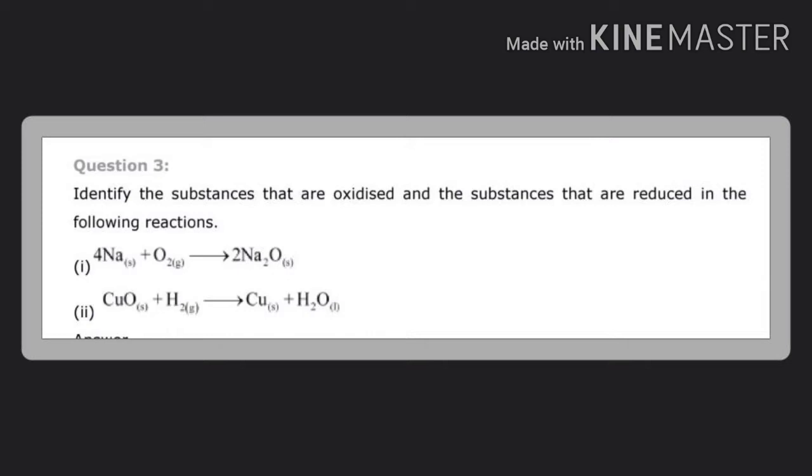And oxygen was O2 and it lost one O. So think about it like that. That oxygen is getting reduced. So Na is getting oxidized and O2 is getting reduced, because O2 lost one O there and became single O. Now in the second reaction, CuO plus H2 gives Cu plus H2O. There, CuO is losing an oxygen and becoming copper. So CuO is getting reduced. And H2 gained an oxygen. So that is why H2 is getting oxidized. Like this, you will have to identify reactions.